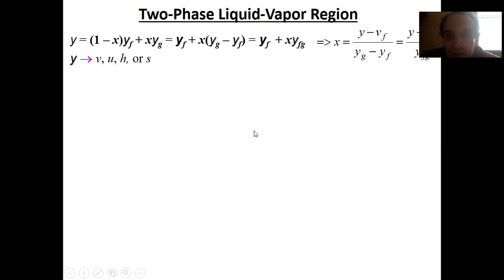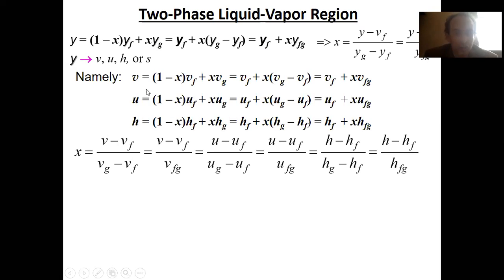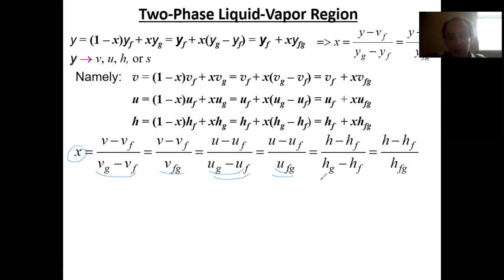Do you agree with me? Do you understand me? So this expression works for any of them, and I can write as follows. My V is given by this, U like this, H like this. And moreover, do you see the similar relations that I can write? I can express my quality as follows. And of course, you may see that this term is nothing but this, this term is nothing but this, and this term is nothing but this. Correct?